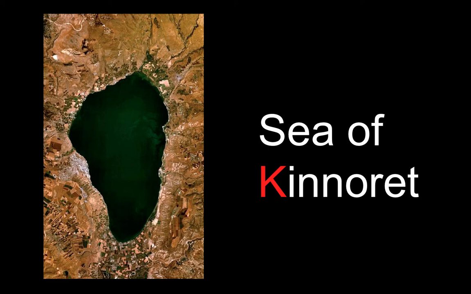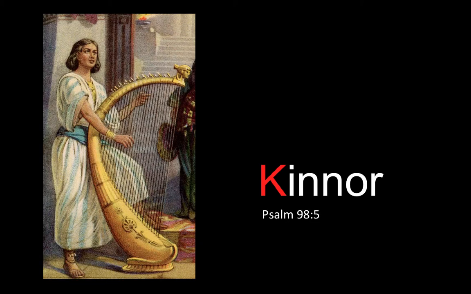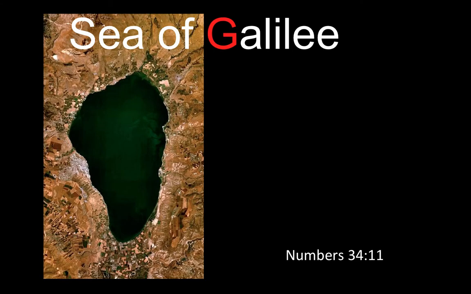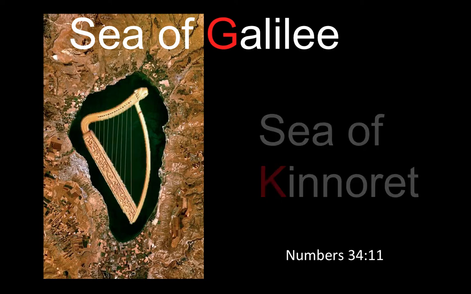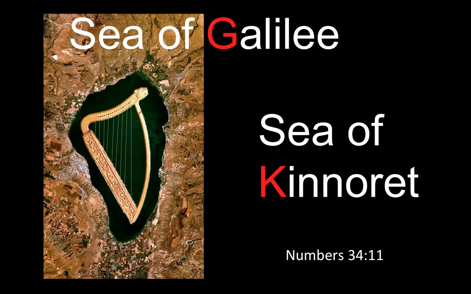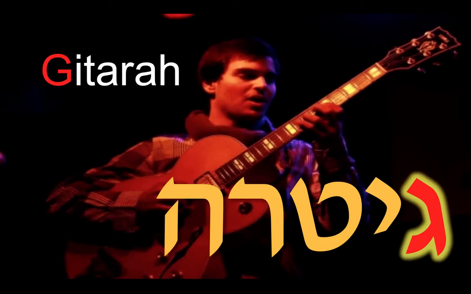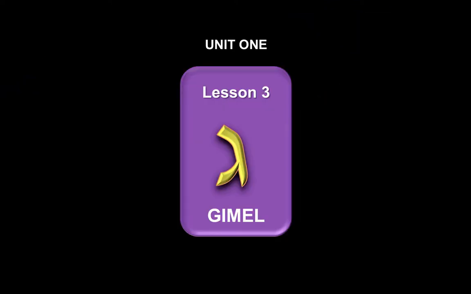Okay, so you're asking me, where in the world did they get this Kinneret? Well, what if I told you that this is called Kinnor in Psalm 98:15. And the Sea of Galilee is like a Kinnor, has the same shape. The Sea of Kinneret. Numbers 34:11. It's like our modern day Gidara. And that's the end of lesson 3, Gimel.